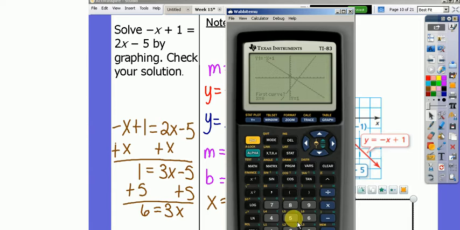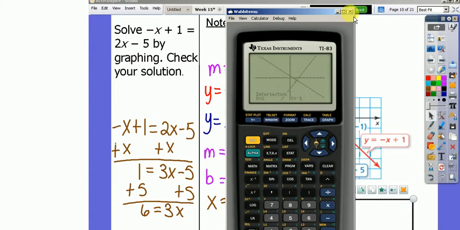It has you pick a point on the first curve, so the first line. You just press enter. And on the second curve, it already moves, this point moves to the second line, so that's fine. I'm going to press enter. It says guess. You click enter again, and it tells you the intersection is 2, negative 1. Okay? So it does all the graphing for you.